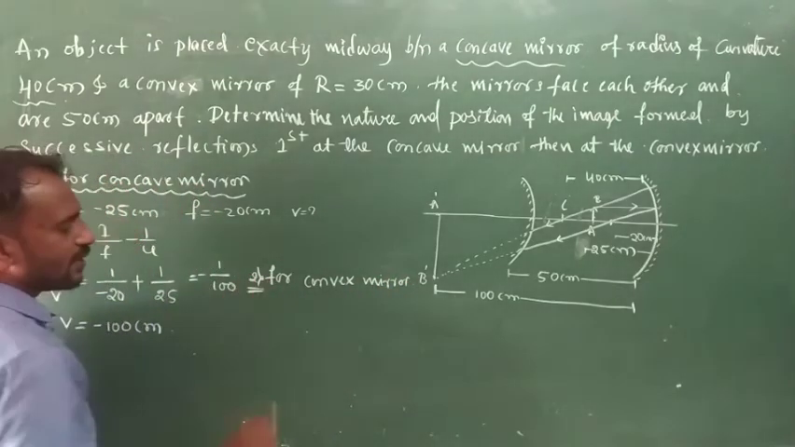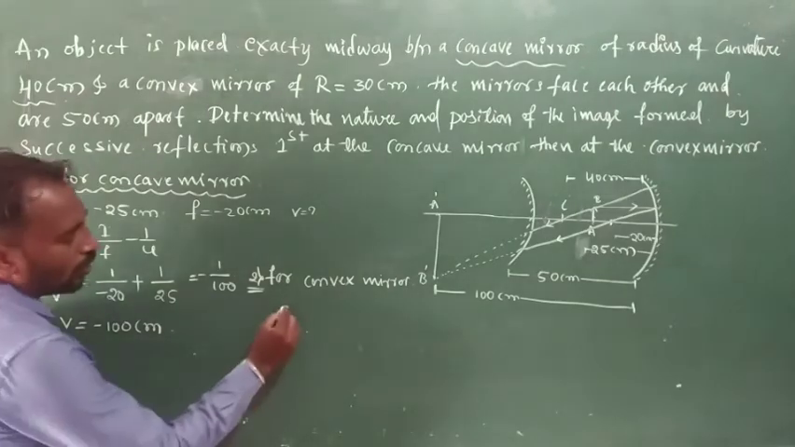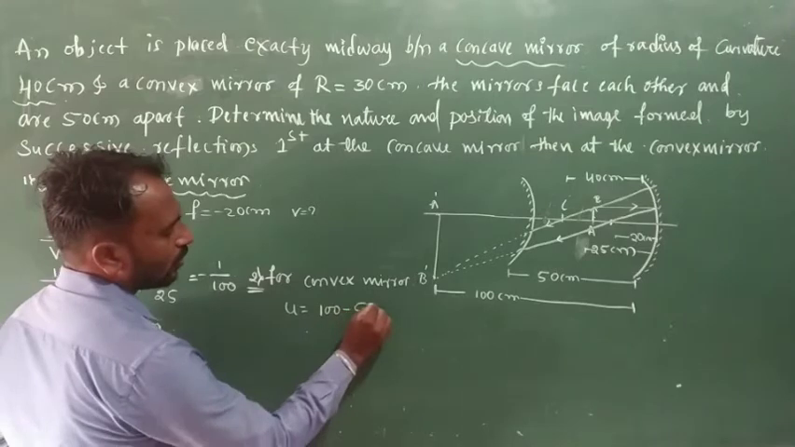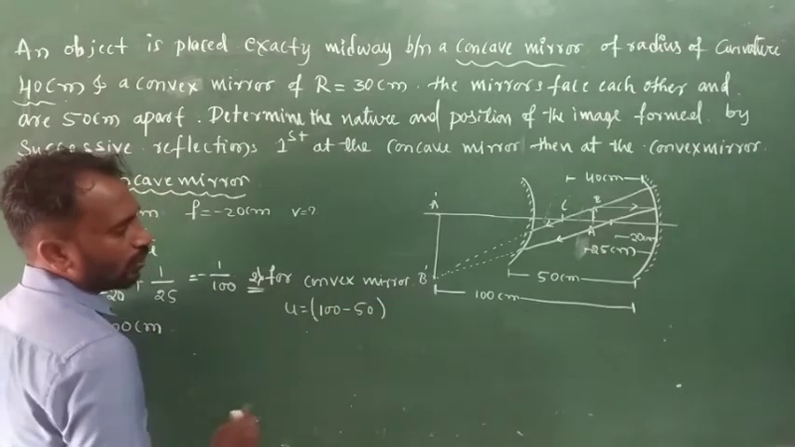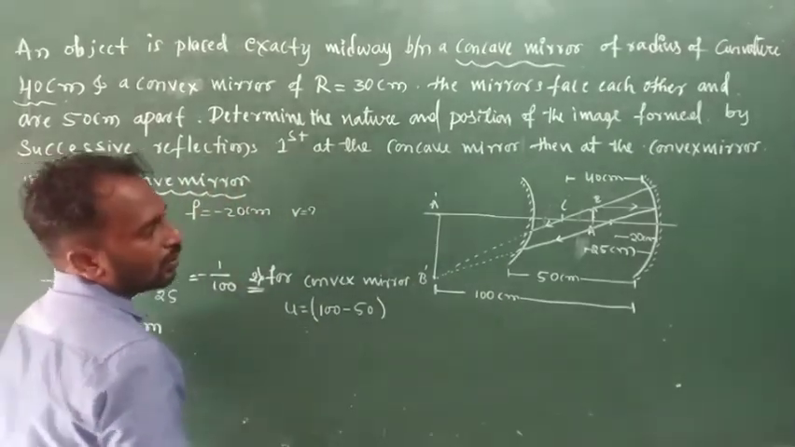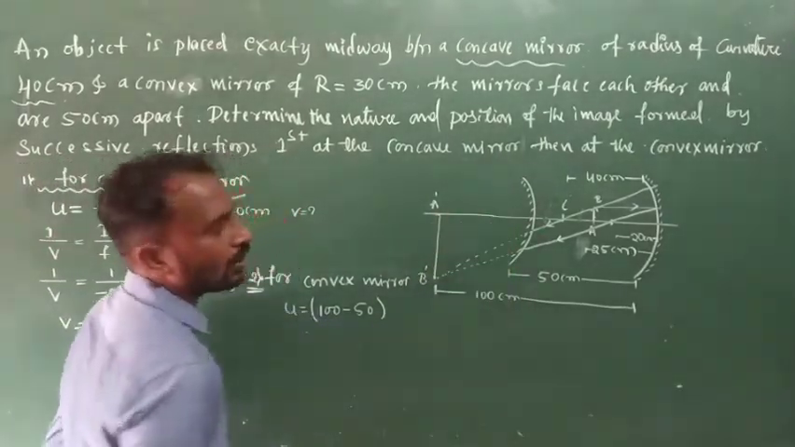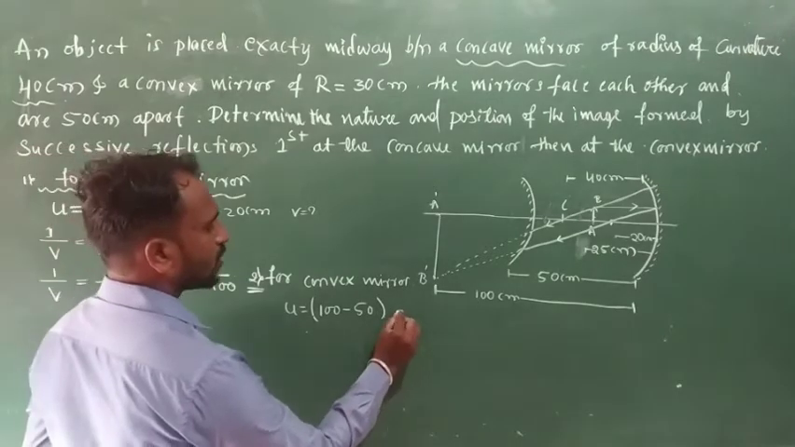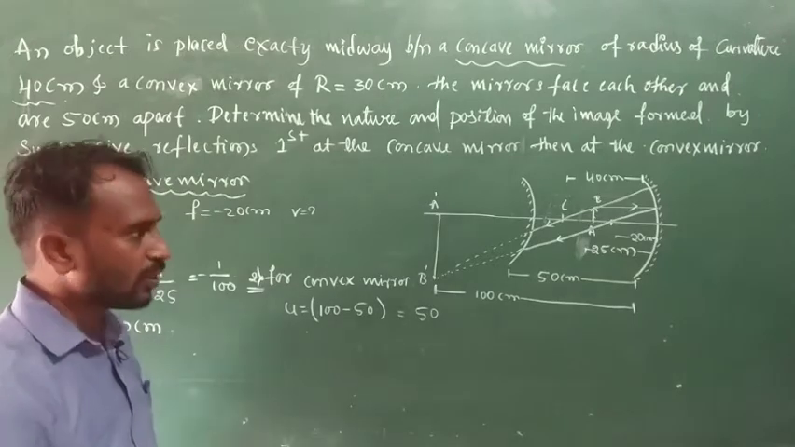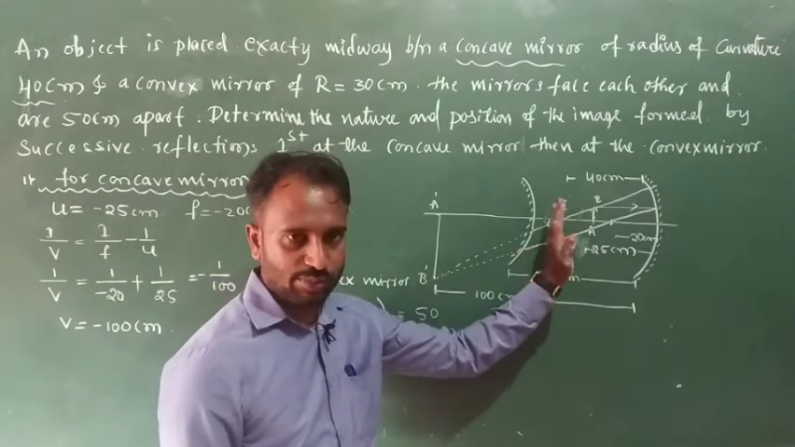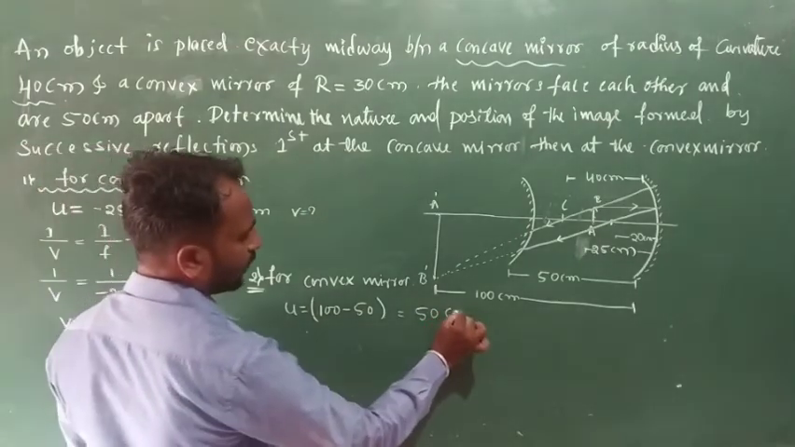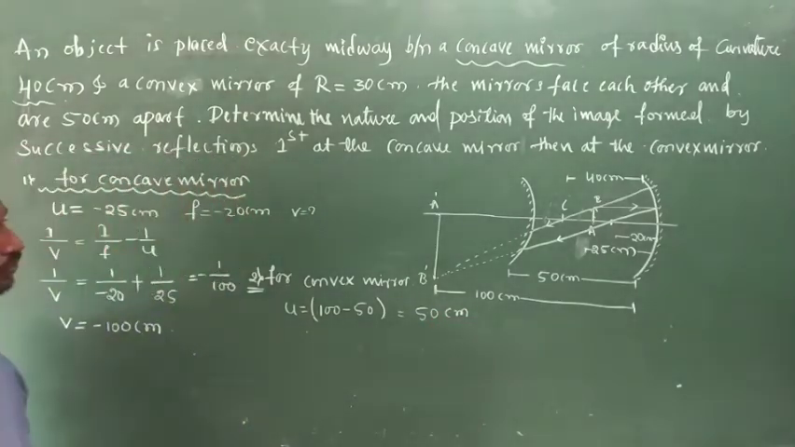So this is the second case for the convex mirror. Object distance is 100 minus 50. Why? Because the total distance is 100, and the convex mirror is placed at exactly half of the distance. So the object distance is 50, and it is positive. Why? Because the image is present on this side. Okay, so 50 centimeter.